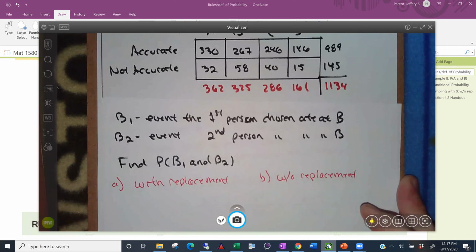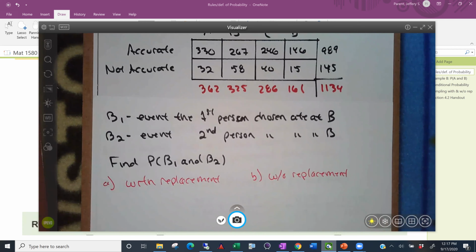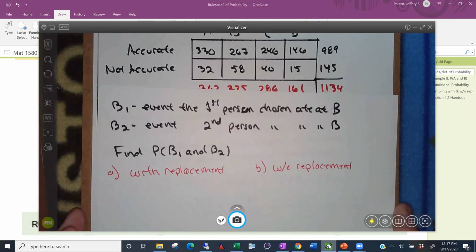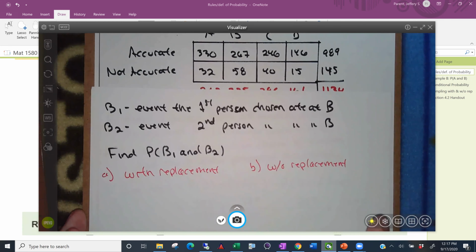Now, with replacement, it's kind of odd and maybe doesn't seem like the right way to work on these things. But with replacement means we're going to take somebody from this table at random, take a look at where they ate, and then put them back in the mix, and then pull out another one. So by putting them back in the mix, we could actually pull out that person twice. But it doesn't matter. We're putting them back in the mix to pull out a second time. So that possibility exists.